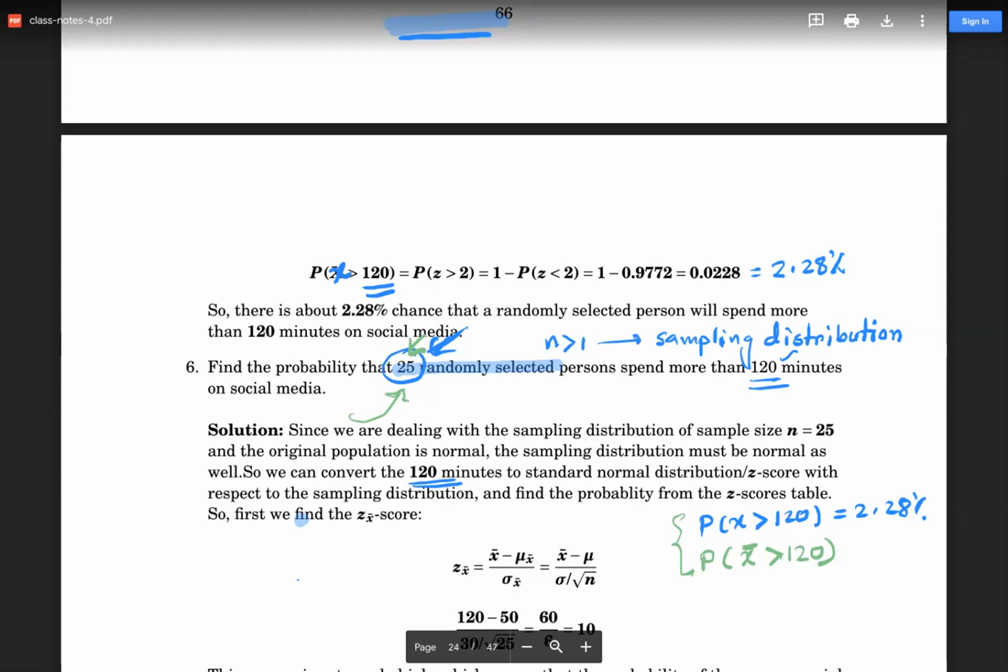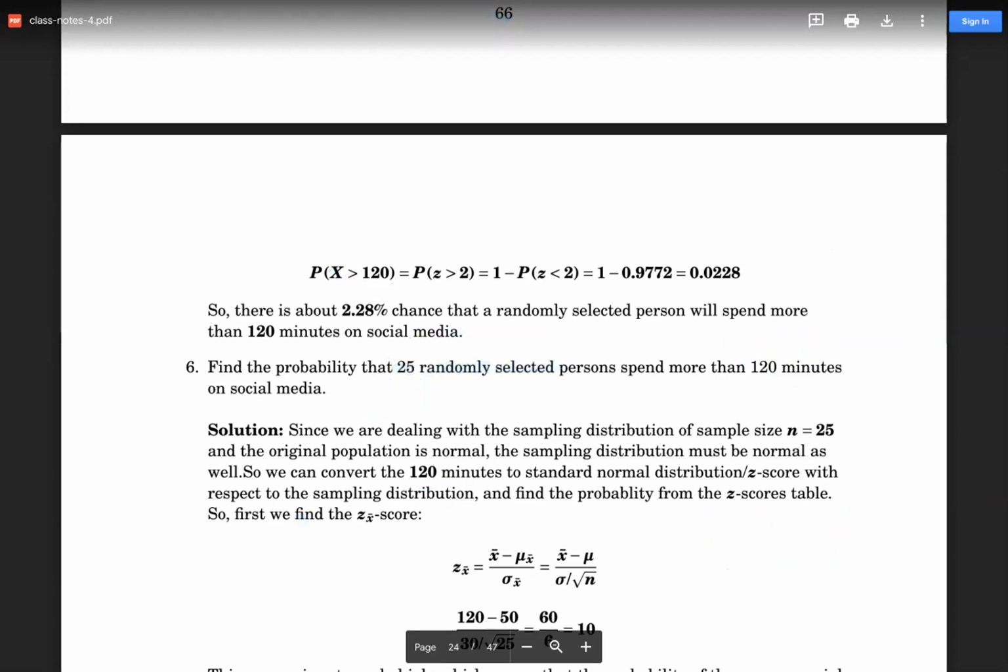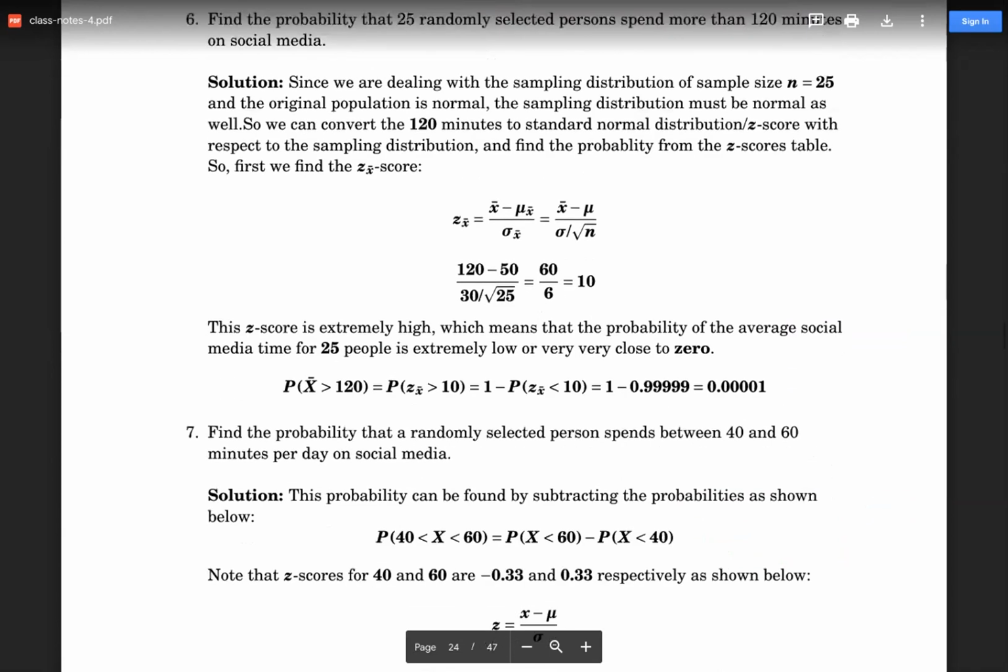All right, so now things change a little bit. Let me bring up this screen. This time you're dealing with sampling distribution, not the population distribution. This is the sampling distribution with sample size 25. This is your mu sub x bar, not mu, and this is your sigma sub x bar, not just sigma. Mu sub x bar is the same as mu, which is just 50. Sigma sub x bar is sigma divided by the square root of the sample size, which is 30 over the square root of 25, which gives you 6. We found it before.